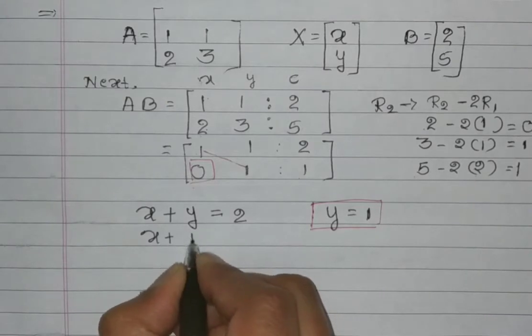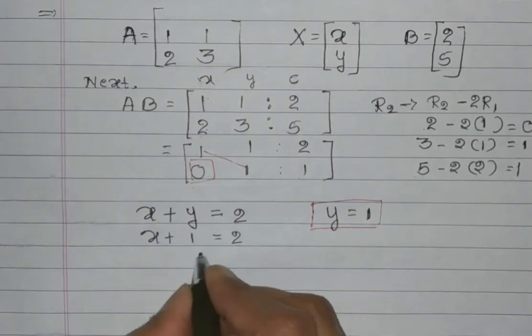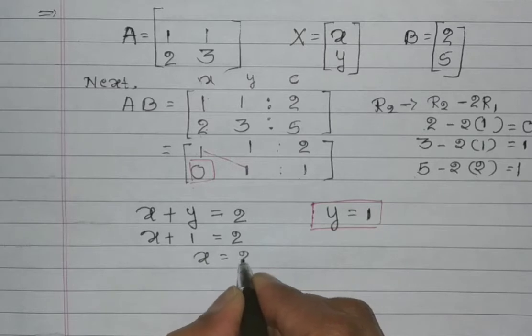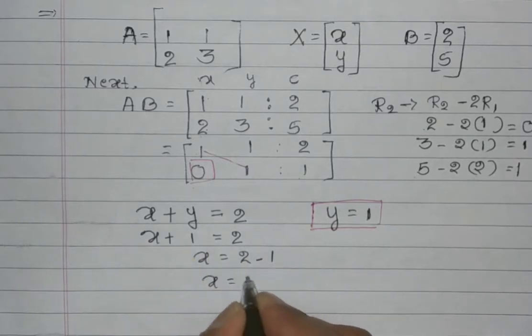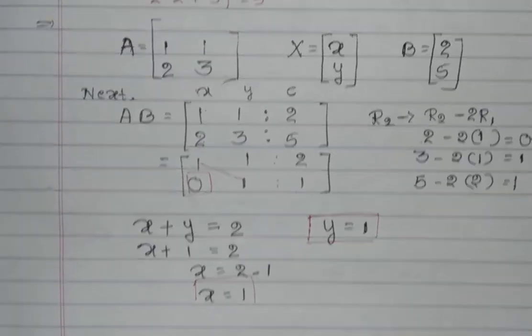x plus y value is 1, which is equal to 2. Therefore x is equal to 2, take it on the right side, then minus 1. Therefore x is equal to 1. It means for the given equations, x value is 1 and y value is 1.